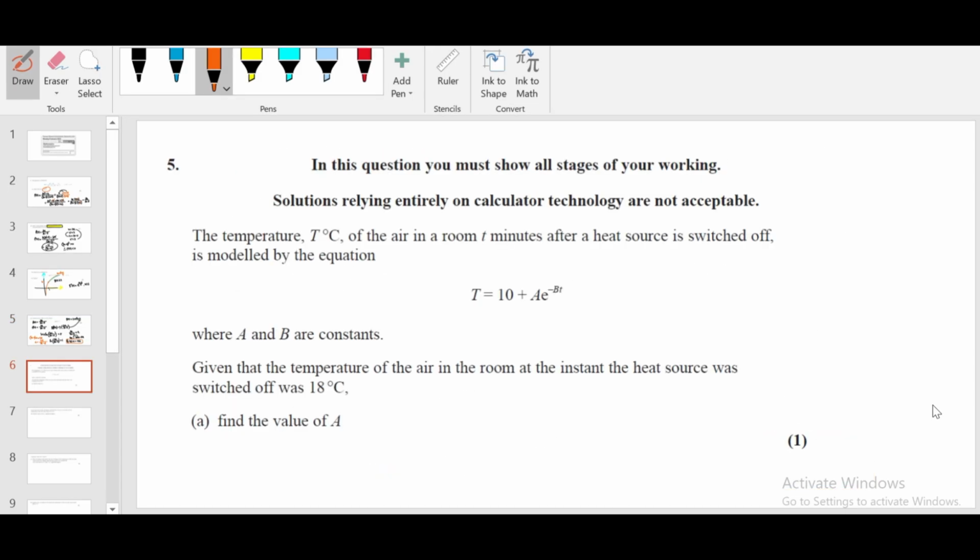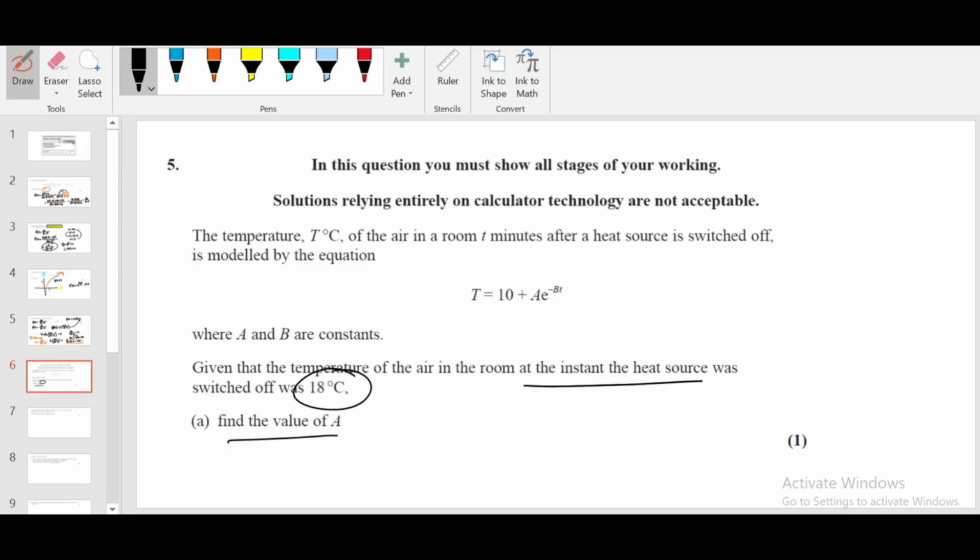Question number 5 now. Part A is a 1 mark question. We need to find the value of a. So read the question carefully. The temperature T degrees Celsius of the air in a room t minutes after a heat source is switched off is modeled by this equation. Given that the temperature when the heat source was switched off was 18 degrees, they want you to find the value of a.